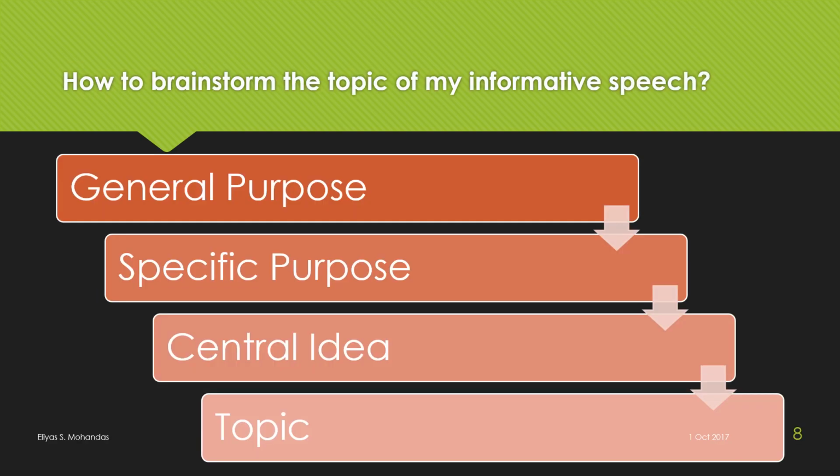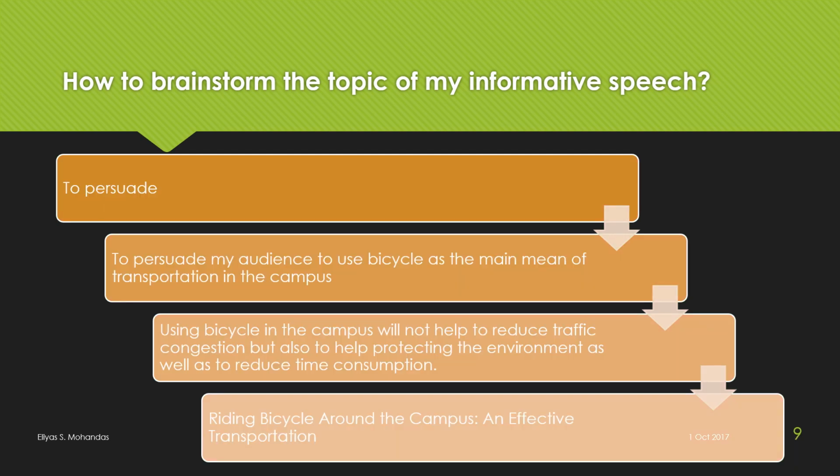Now, how to brainstorm the topic? We basically use the same method as we did for the informative speech. That is to come up with a general purpose, then we move on to specific purpose, then central idea, and eventually topic. Now, this is a given example here. Of course, the general purpose for a persuasive speech is to persuade. And in this case, if you were to narrow it down to a specific purpose, you would like to persuade your audience to use bicycles as the means of transportation in the campus. So basically, that is your purpose, to persuade people to use bicycles.